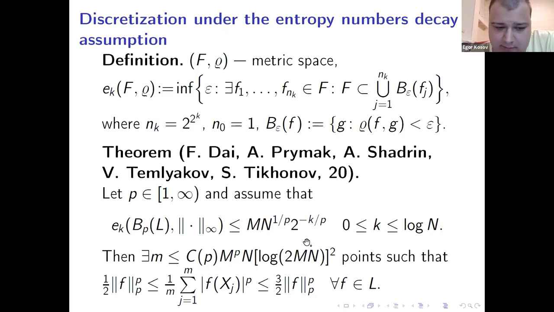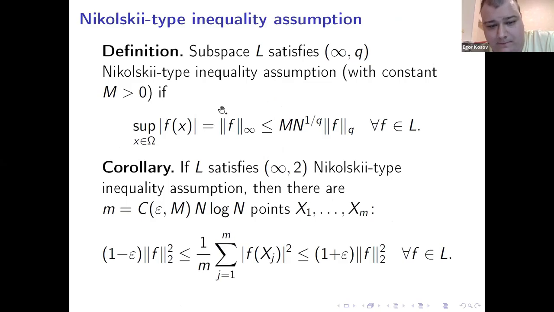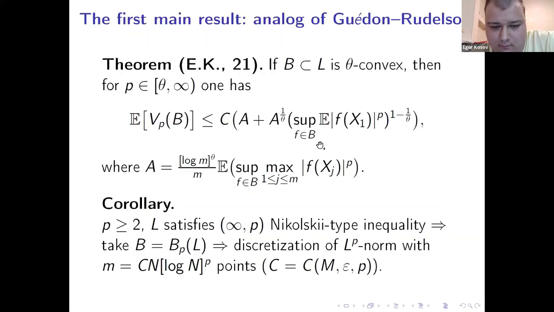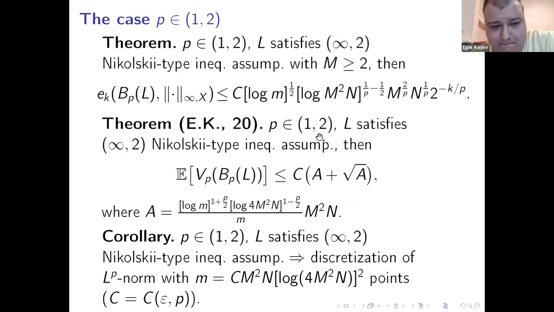Why? How can we compare these assumptions and the Nikolsky type inequality assumption? What is the Nikolsky type inequality assumption? This is the assumption about the diameter of our set with respect to the uniform norm. And actually, this is equivalent to this assumption, but only for the first entropy number. So the Nikolsky type inequality here is the same type of assumption, but only for the first entropy number.